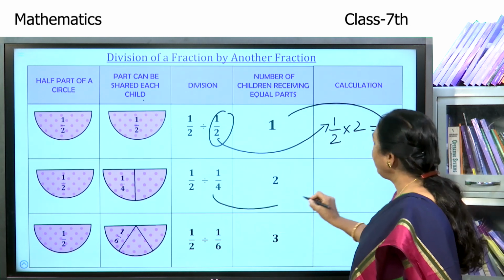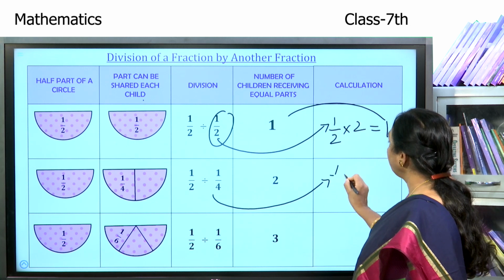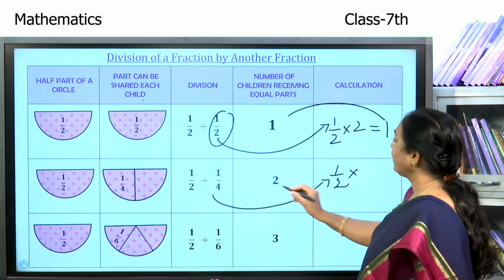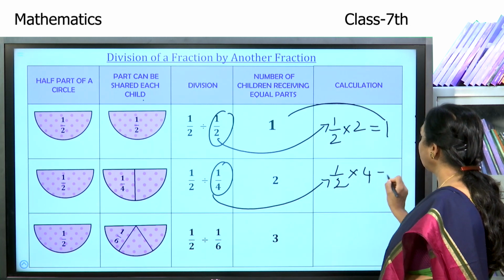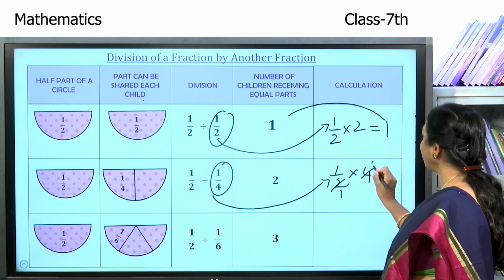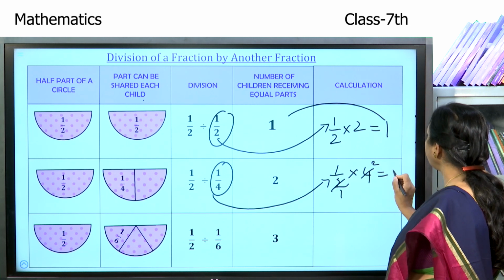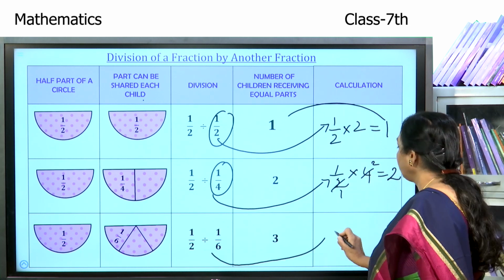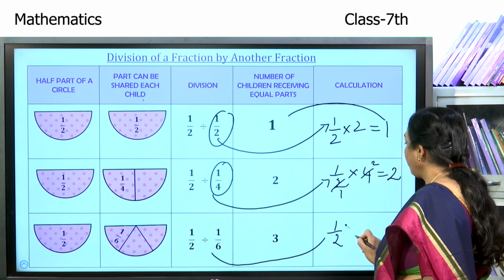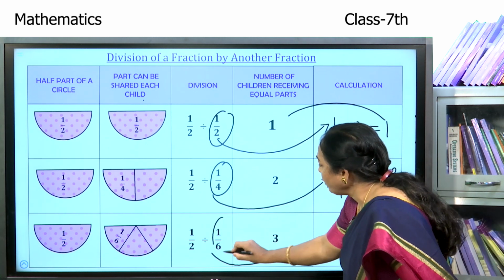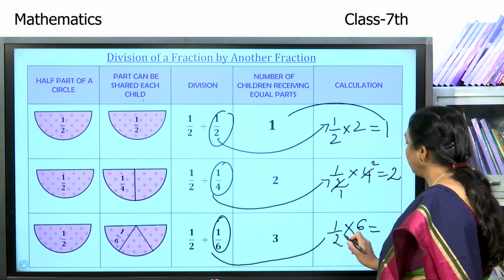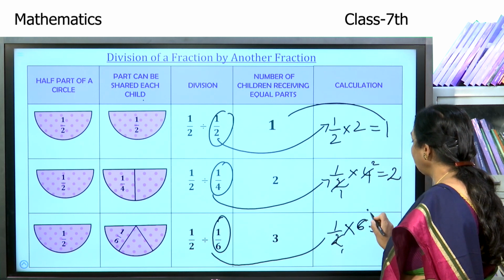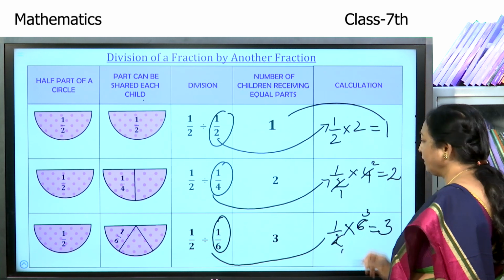So, here 1 by 2 is multiplied by the reciprocal of 1 by 4. 2 ones are 2, 2 twos are 4. Multiplying the numerator, we get 2. 1 by 2 multiplied by the reciprocal of 1 by 6, that is 6 by 1. 2 ones are 2, 2 threes are 6, we get 3.